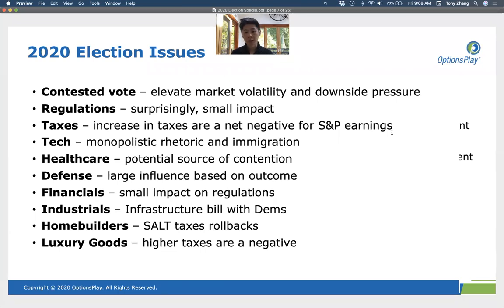And lastly, when we look at luxury goods or within the retail space, I want to show you some of the data that we have seen between luxury versus discount retailers, that show us that depending on the outcome of the election and where taxes will be, we see a clear underperformance versus outperformance between luxury versus discount retailers. So these are some of the major election issues that we are analyzing.